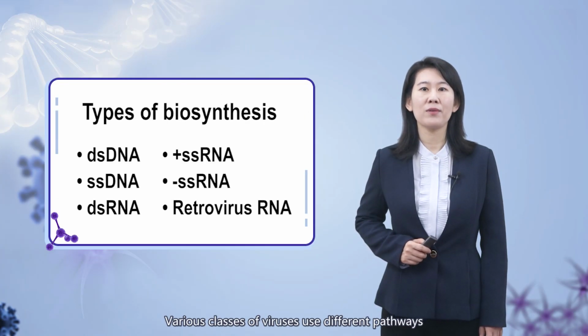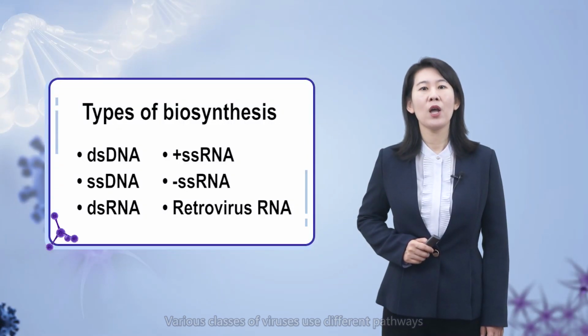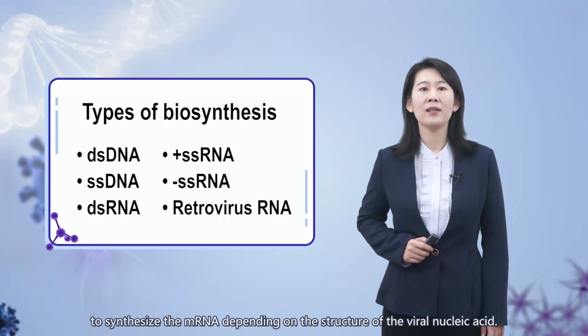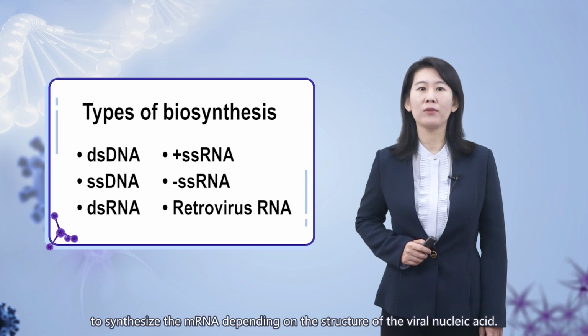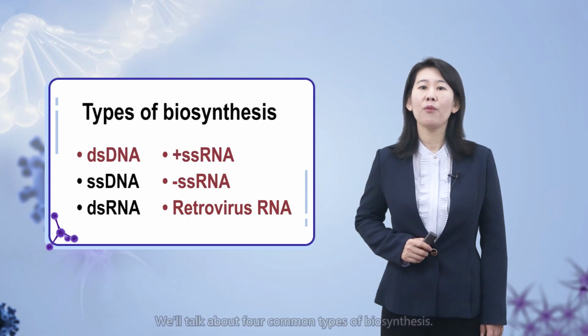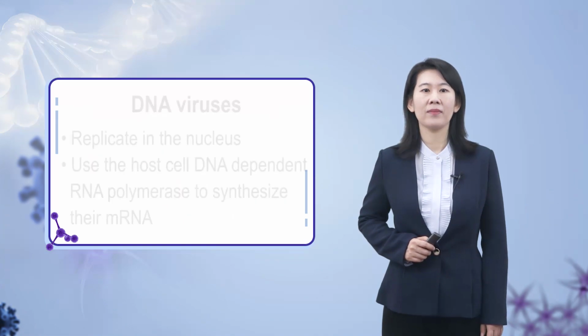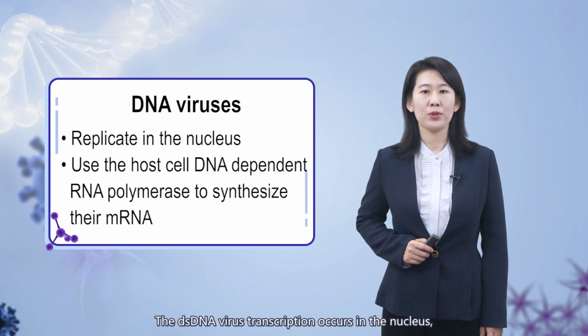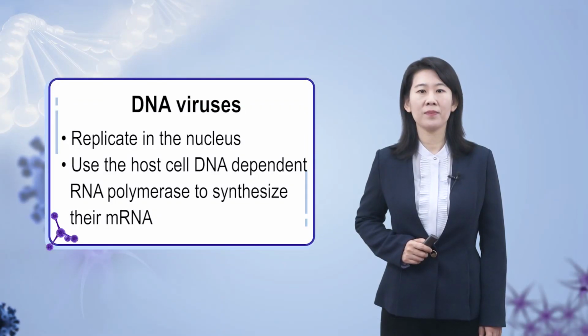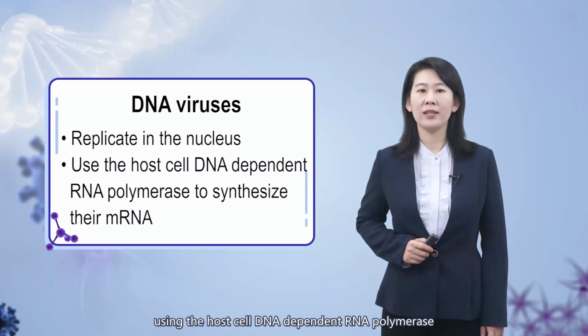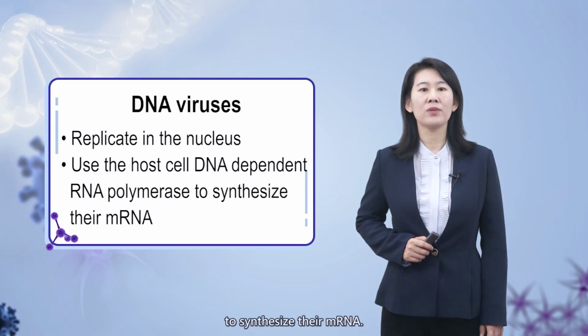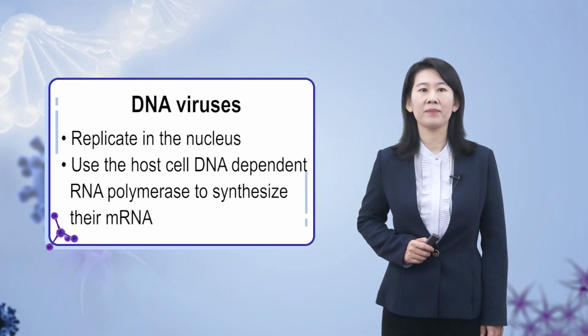Various classes of viruses use different pathways to synthesize the mRNA depending on the structure of the viral nucleic acid. We will talk about four common types of biosynthesis. For the dsDNA virus, transcription occurs in the nucleus, using the host cell DNA-dependent RNA polymerase to synthesize the mRNA.